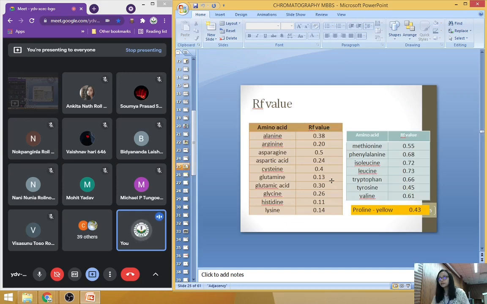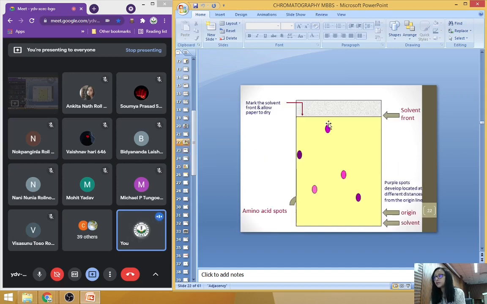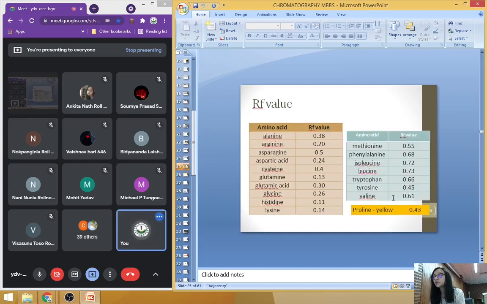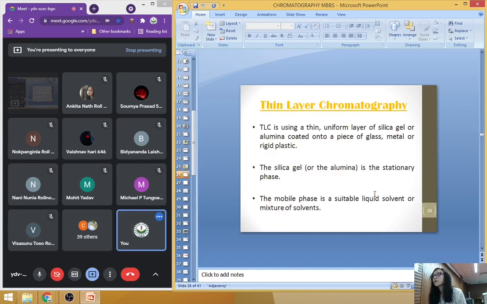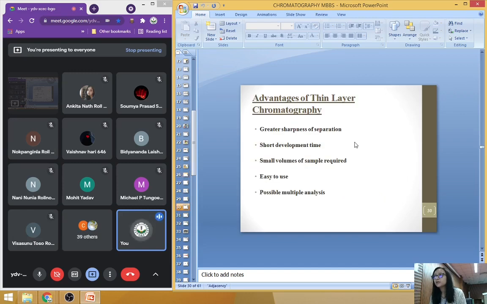In case of amino acids, after you stain them in paper chromatography with 1% ninhydrin solution, most of the amino acids will be stained purple in color, except for proline and hydroxyproline that will be stained yellow in color. And in thin layer chromatography, we use either a piece of glass, metal or a rigid plastic as the supporting media, but the stationary phase can be silica gel or alumina. The main advantage of thin layer chromatography is the short development time. This is the main advantage of thin layer chromatography over paper chromatography.